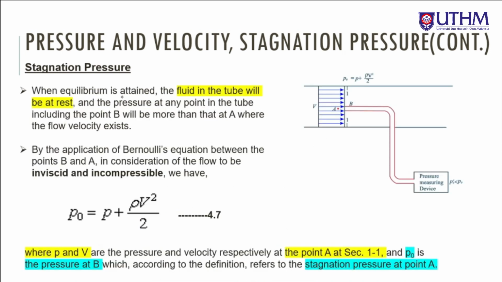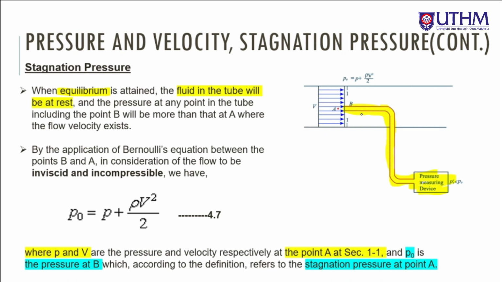So when equilibrium is attained, bila satu-satu equilibrium dah capai, the fluid in the tube will be at rest. Kan, contoh macam dekat sini dah penuh sangat, dalam ni dah penuh, so dia akan capai satu equilibrium di mana fluid yang dalam this tube akan rest, tak bergerak. Okay, and the pressure at any point in the tube including the point B will be more than that at A where the flow velocity exists.